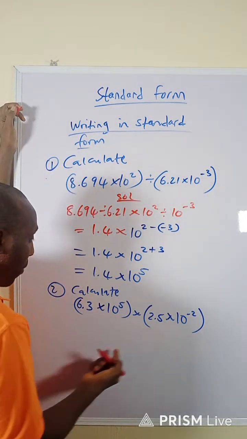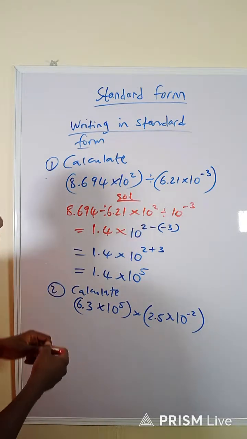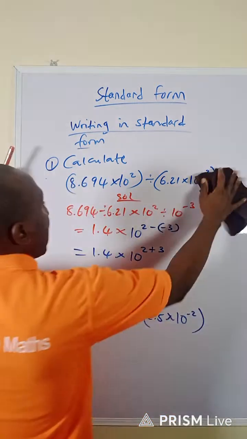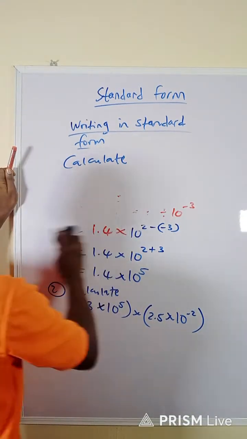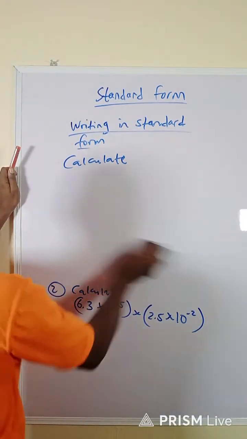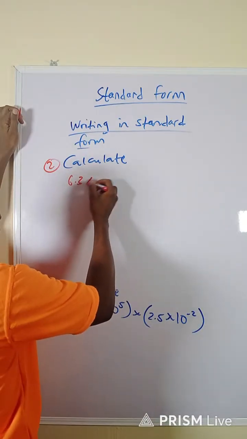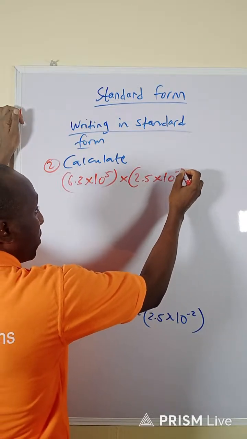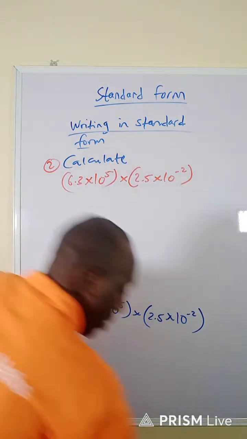So here we are multiplying this and this. I'm going to do this. Maybe because of the comment that is around here, I will take it up and do it here. Okay, you know what? I'm going to rewrite the question. So this is number 2. I will rewrite the question here because I want all of you to see what I'm doing. This is 6.3 times 10 raised to the power 5, then times 2.5 times 10 raised to the power negative 2. So let's get your calculator and let's do this together.